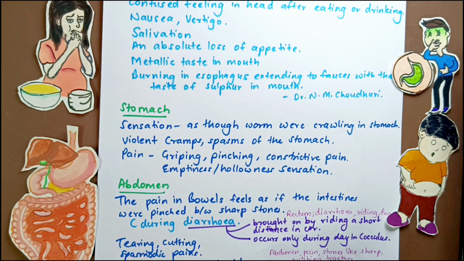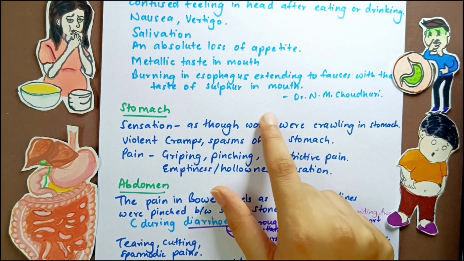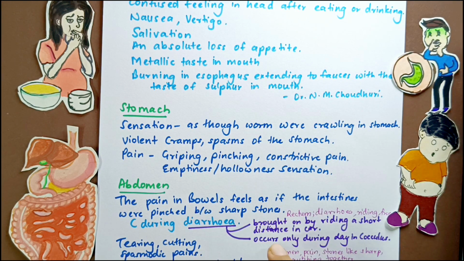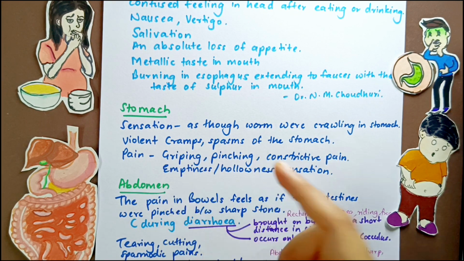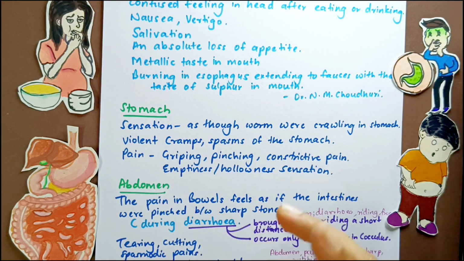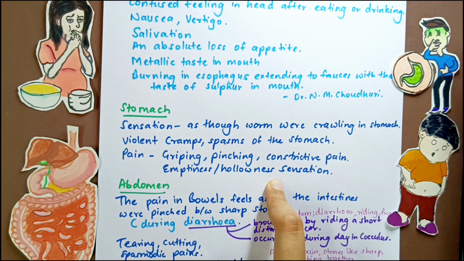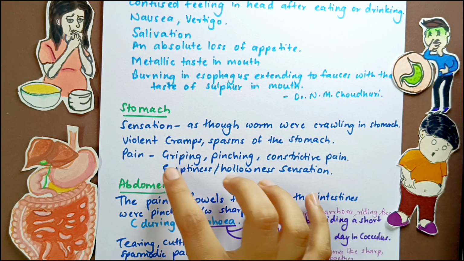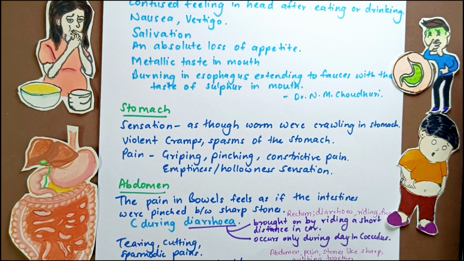So in the stomach, there is this sensation as though worms were crawling in the stomach. There are violent cramps, spasms of the stomach, and the pain is a gripping, pinching, constrictive pain, and emptiness and hollowness sensation. As we have already seen in part one, this is a general, characteristic feature of this remedy. You see this emptiness, hollowness sensation in all parts of the body. So in just that way, it is also there in the stomach related symptoms.